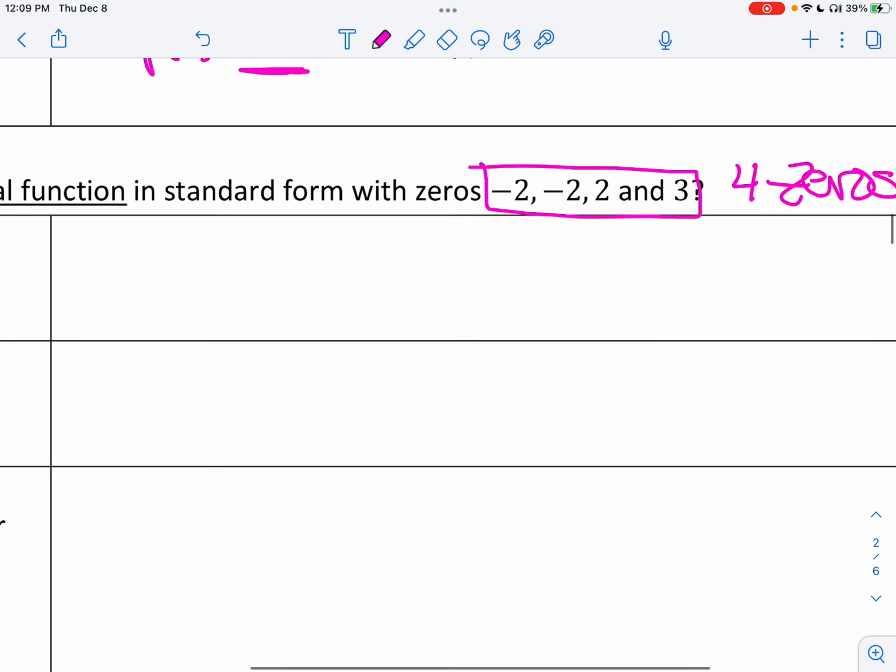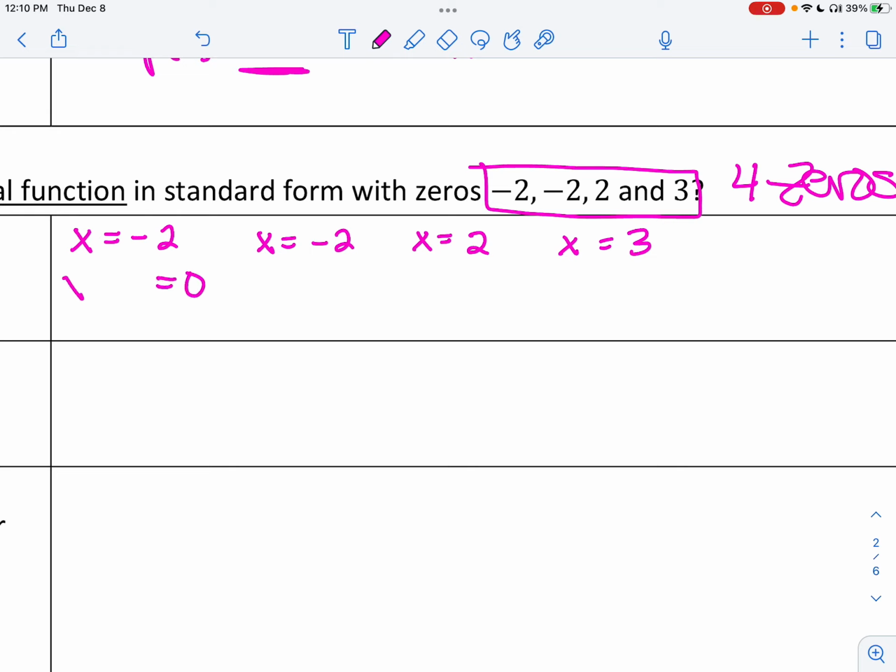So if x equals -2 twice, yes, you do have to write it twice. So these are all the roots. So when I set them all equal to 0, we'll get x plus 2 twice. And that's okay. Nothing wrong with that. This one will be x minus 2. This one will be x minus 3.